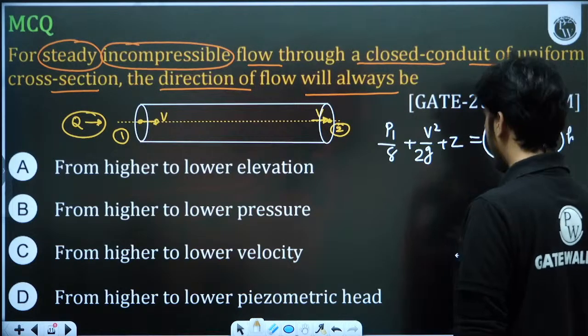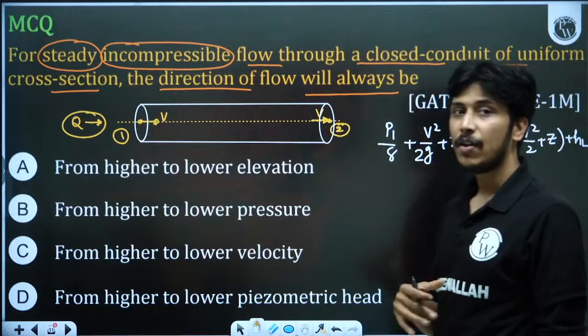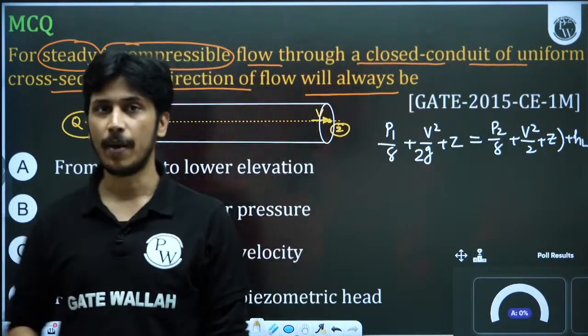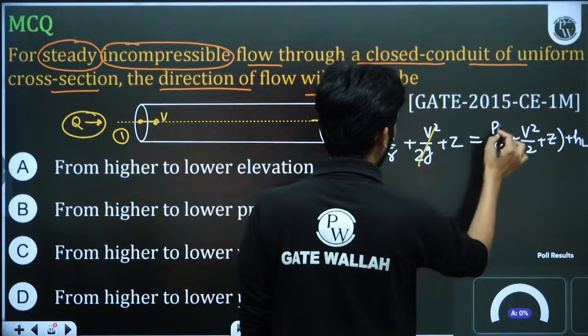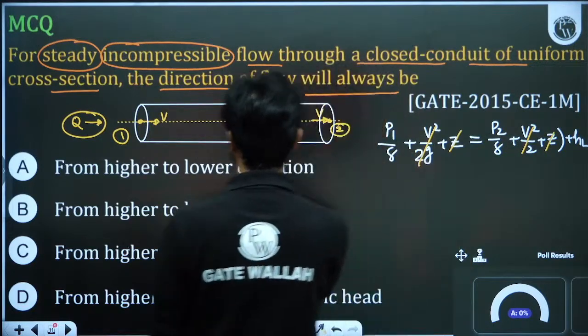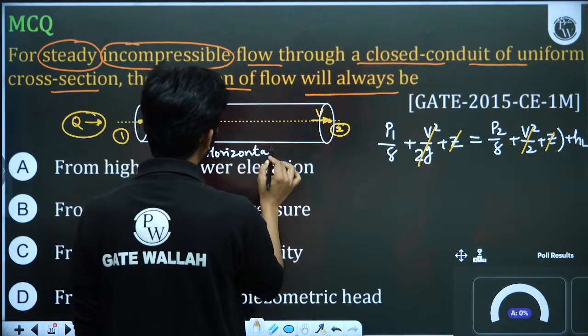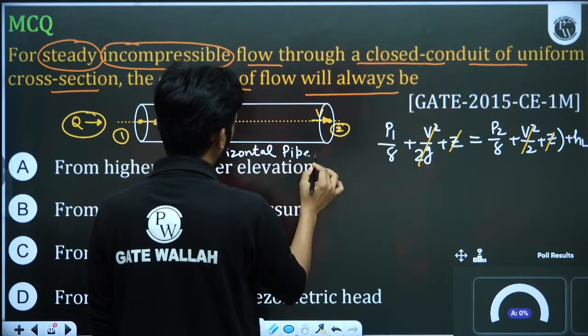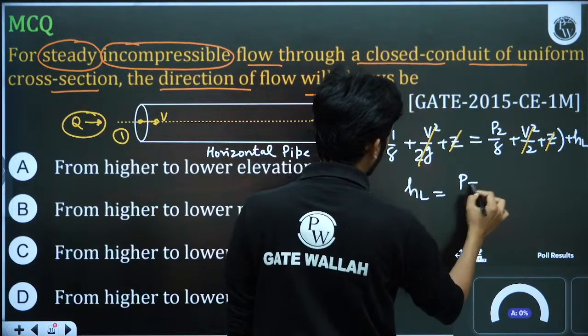And always remember, the flow happens in the direction of head loss. Where the head loss is positive, in that direction the flow happens. So head loss will be equal to how much? This Z will cancel out because datum is same. This is horizontal pipe, okay? But here horizontal pipe is not written. Nowhere it is written that the pipe is horizontal. So here HL will be equal to (P1 minus P2) by gamma.